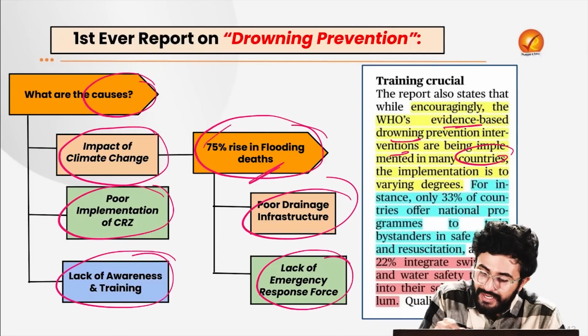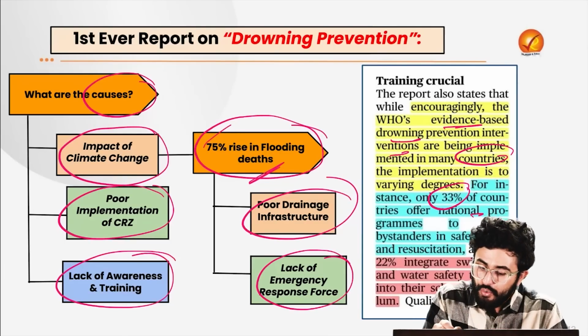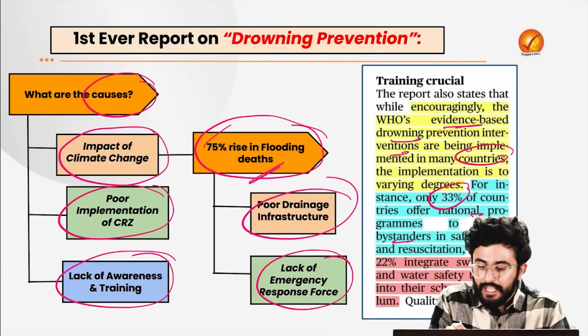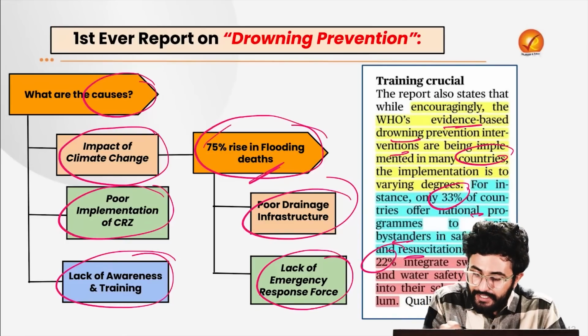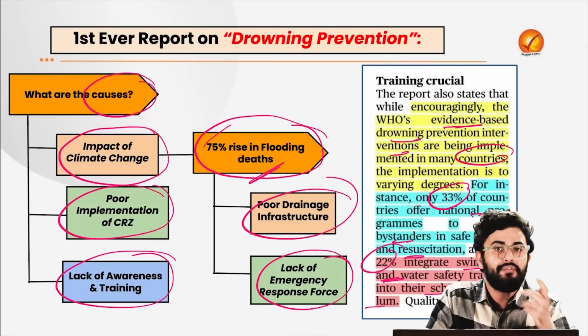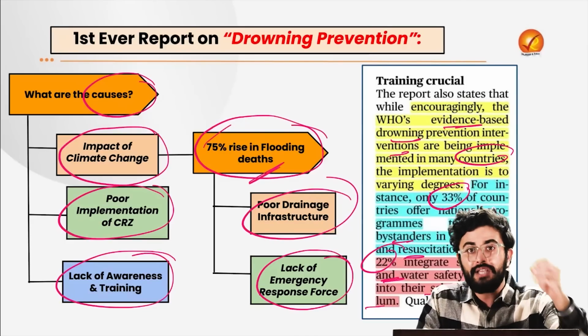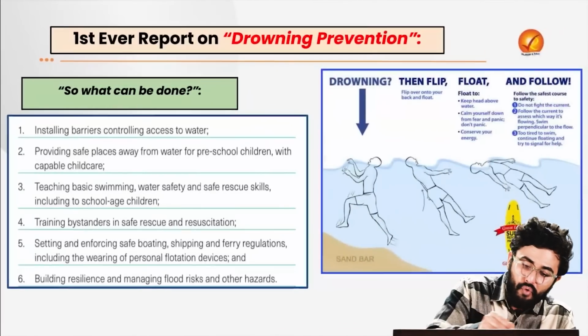For example, only 33% of the countries are actually offering national programs to train bystanders in the safe rescue. Or for example, only 22% of the countries integrate swimming and water safety training into their school curriculum. Can any one of you tell me if you guys actually had these kind of concepts in your schools? So the idea is what can be done.